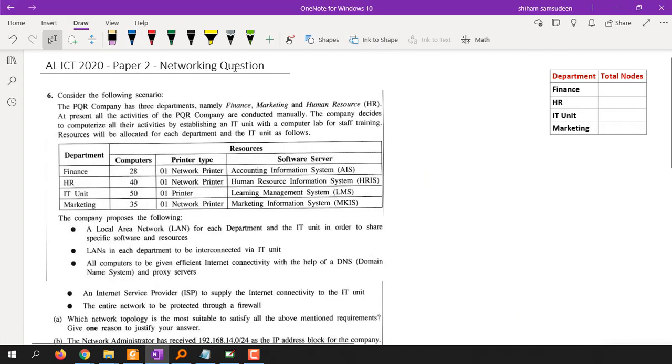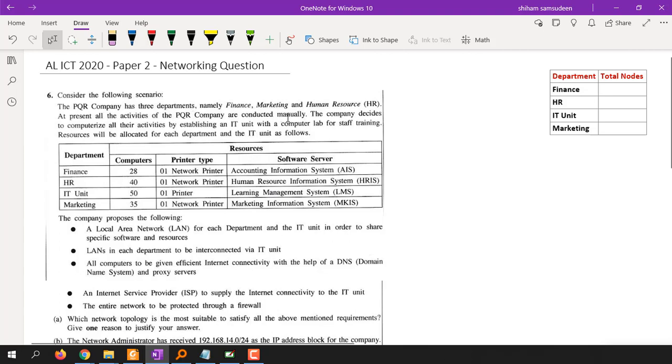So this is Advanced Level 2020 Past Paper 2, question number 6. Consider the following scenario. The PQR company has 3 departments, namely finance, marketing, and human resource. At present, all the activities of the PQR company are conducted manually. The company decides to computerize all their activities by establishing an IT unit with a computer lab for staff training. Resources will be allocated for each department and the IT unit as follows.